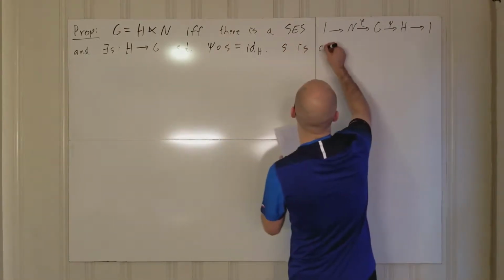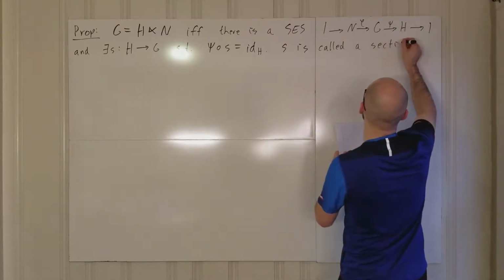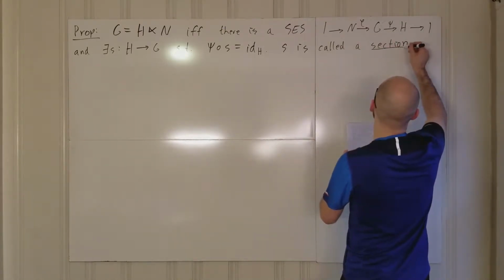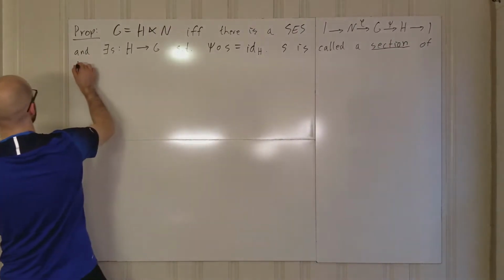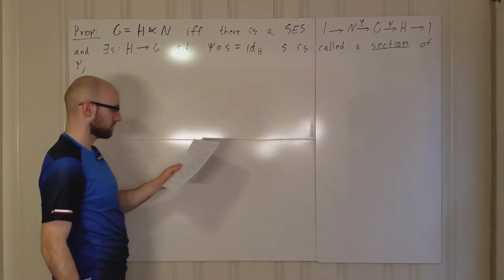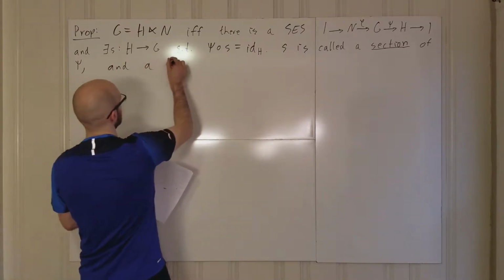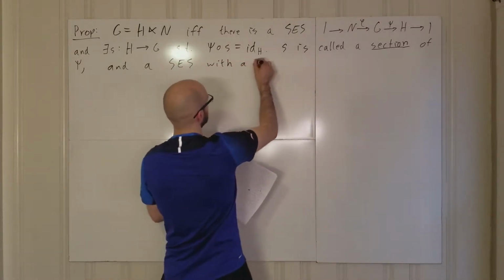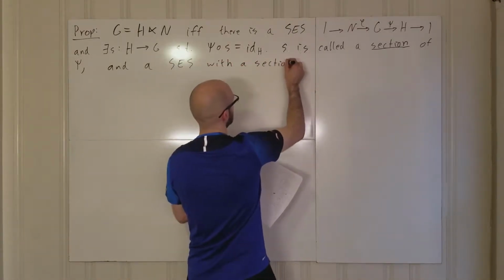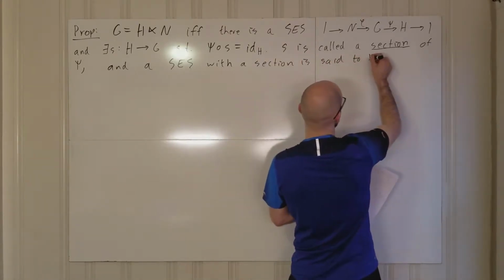S is called a section of the map psi. And a short exact sequence with a section is said to be split.